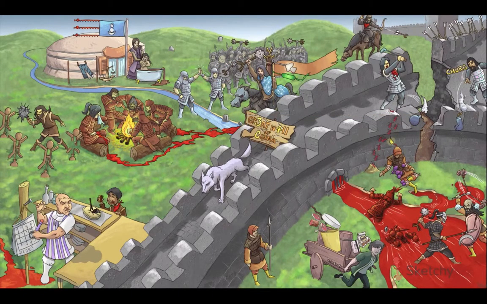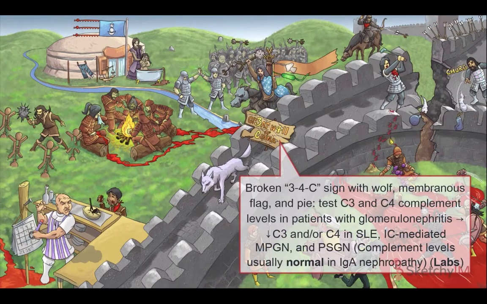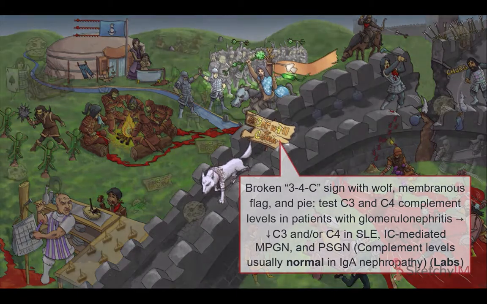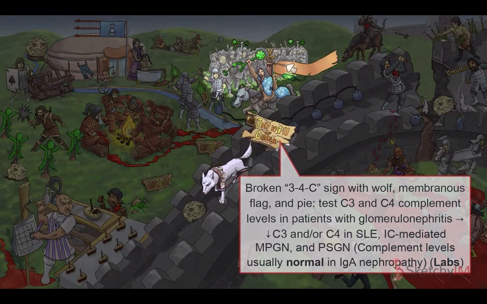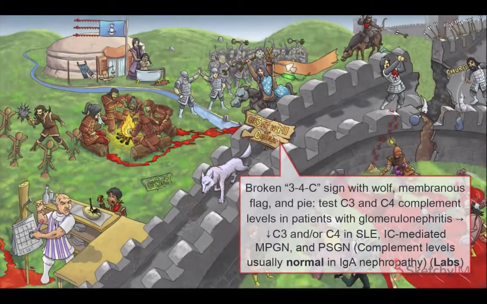Time to get some more labs. Patients should have C3 and C4 complement levels checked. Both may be low in cases of glomerulonephritis that involve immune complex formation. Hence the broken C3 and C4 sign up there. Notice that we've placed the sign next to SLE and immune complex mediated MPGN. These conditions are associated with immune complex deposition and overactivation of complement.